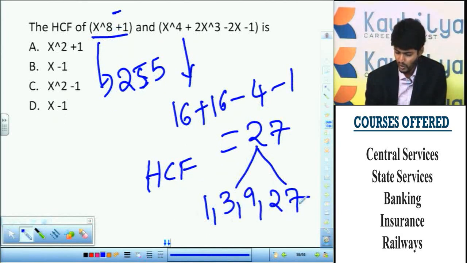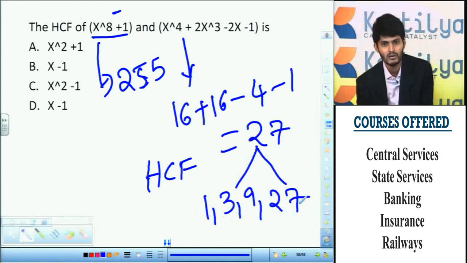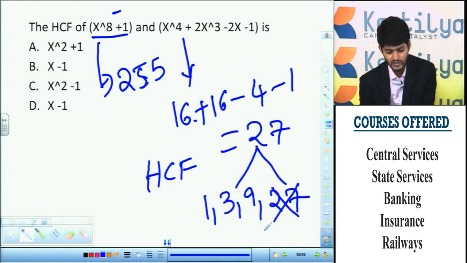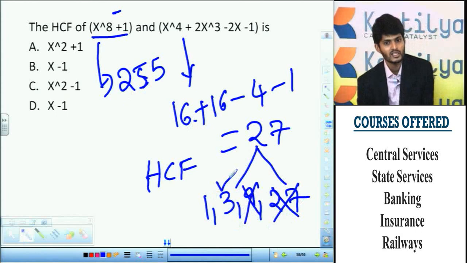So I will check which of these numbers also divides 255. So obviously 27 into 10 will be 270, so this will not divide. So I will leave out this. So first I will check whether this number is divisible by 9 or not. The sum of the digits is 12. So it is not divisible by 9. The sum of the digits, 12, is divisible by 3. So this number is divisible by 3. So the highest common factor for these two numbers would be 3.